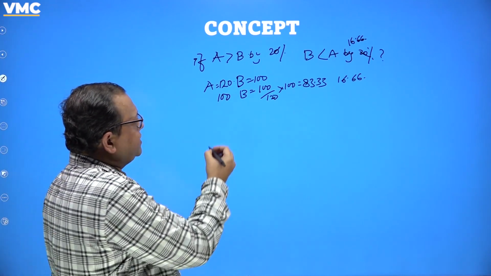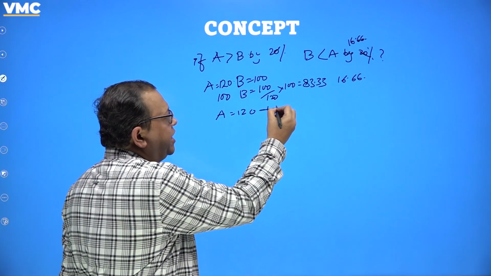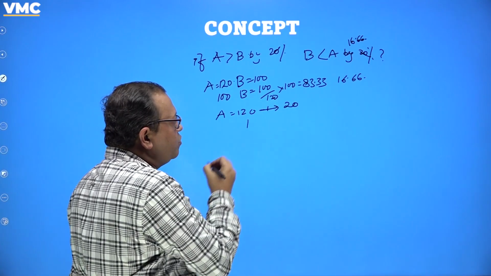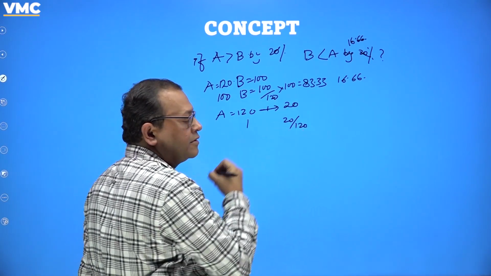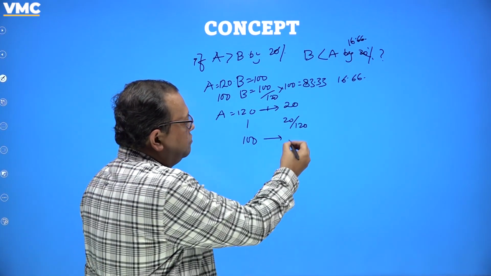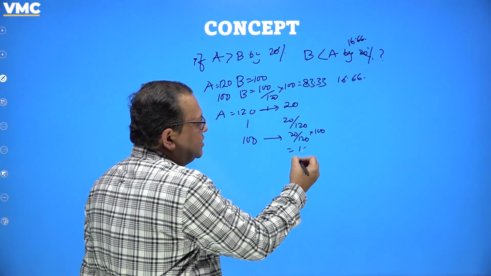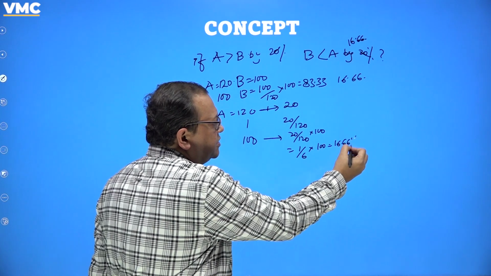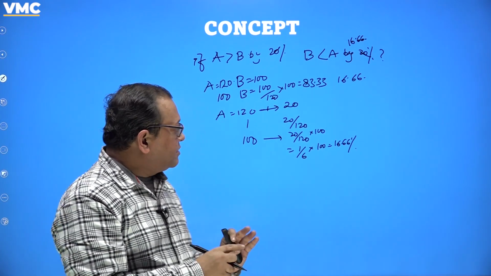If I say A की जब 120 है तो B से कितना आगे है? 20 आगे है. जब A की 1 है तो B से कितना आगे है? 20 by 120 आगे है. जब A की 100 है, how much is ahead of B? 20 by 120 into 100, that is equal to 1 by 6 into 100, which is equal to 16.66%. This way we can do this, right? This is the second method.